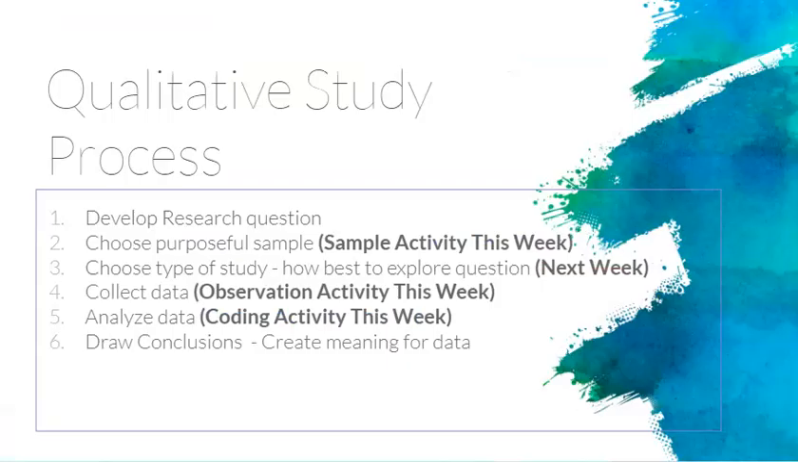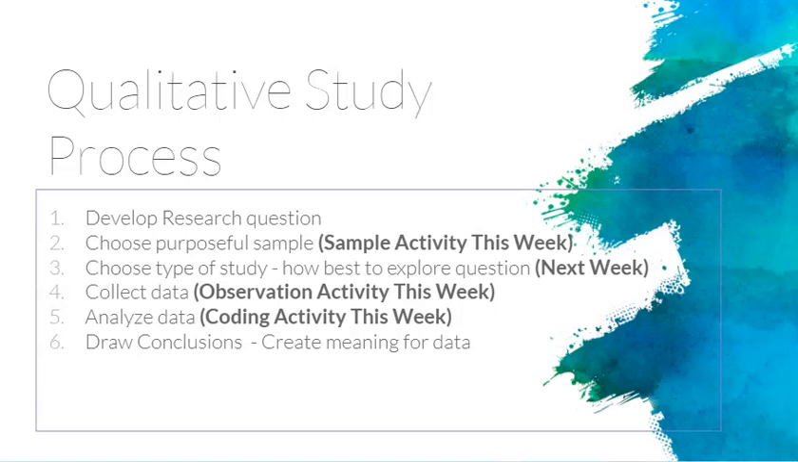Okay. So in a qualitative study, we still have a similar process to a quantitative study. We start out with our research question, and then we choose our sample. The difference is that we're going to be very purposeful in choosing our sample. We're going to practice some of this this week. And then we choose the type of study we're going to use. How can we best explore this question?